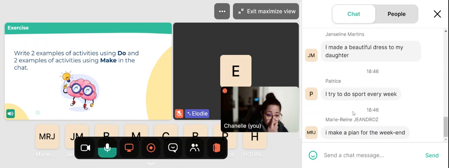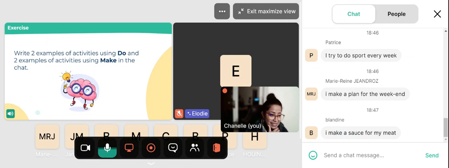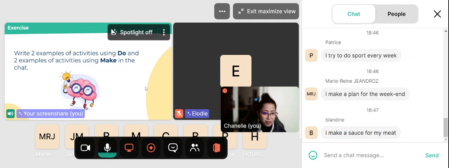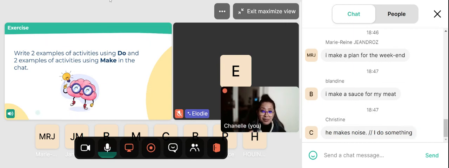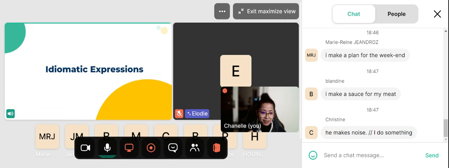I try to do sport every week. Patrice, merci. I make a sauce for my meat. Parfait. Beautiful. I make a plan for the weekend. Beautiful. So this is the difference. C'est la différence entre les deux. Sometimes there are idiomatic expressions that we use with do or make. Ah, Christine, vous avez mis, he makes noise. I do something. Parfait. Beautiful.